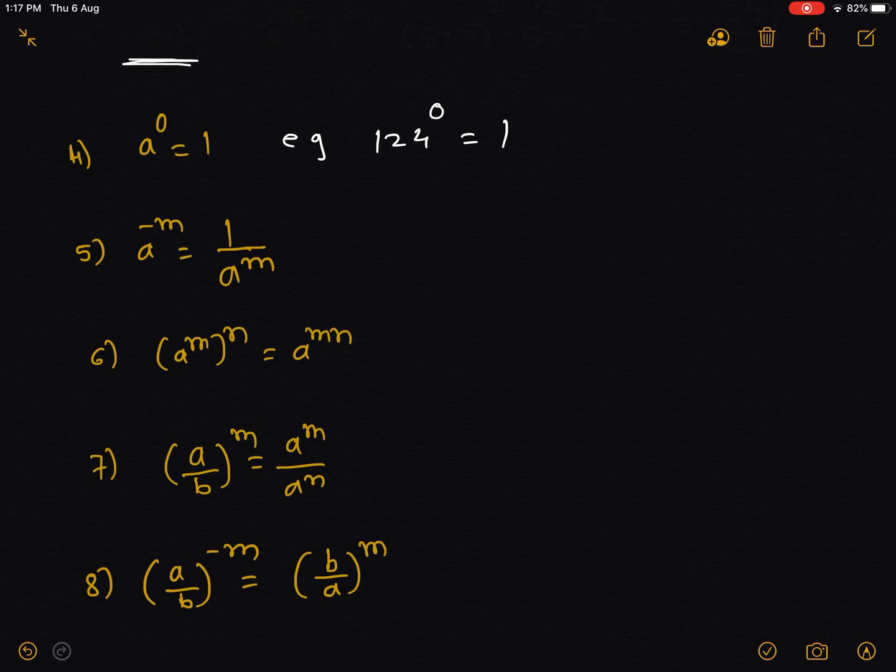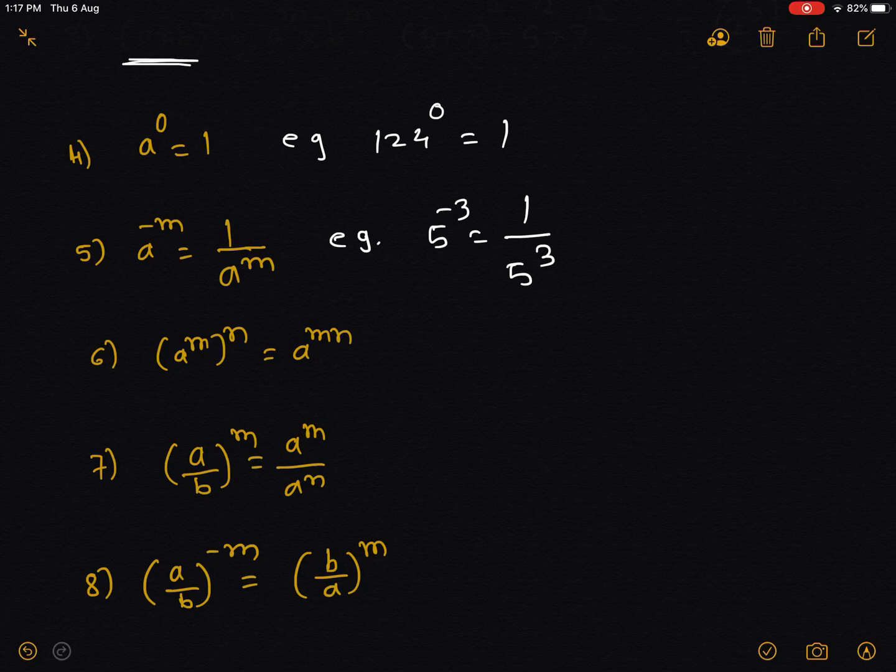Then see law number 5, a raised to minus m, that means any number raised to a minus index. From this law we get 1 upon a raised to m, the index becomes positive here, and the number goes to the denominator. See the example, 5 raised to minus 3, we get 1 upon 5 raised to 3.